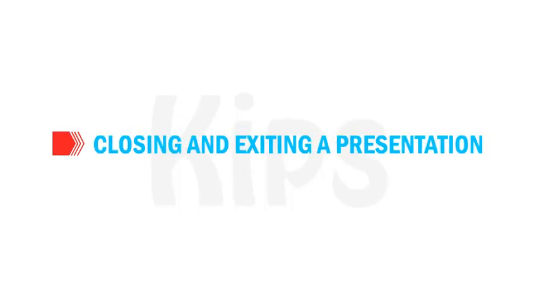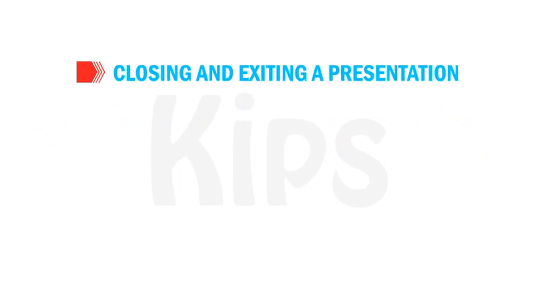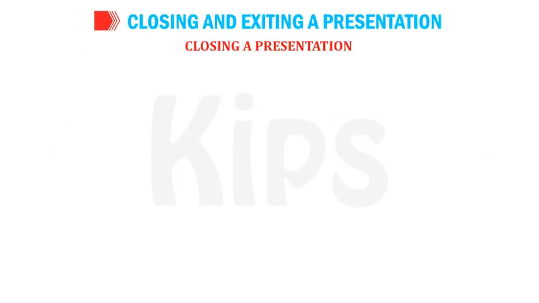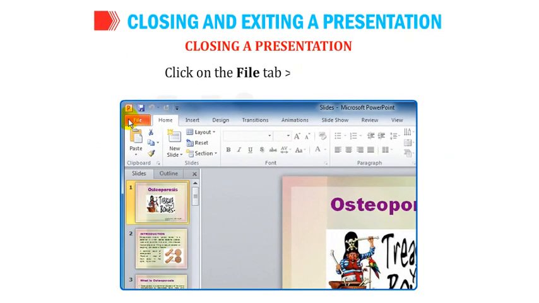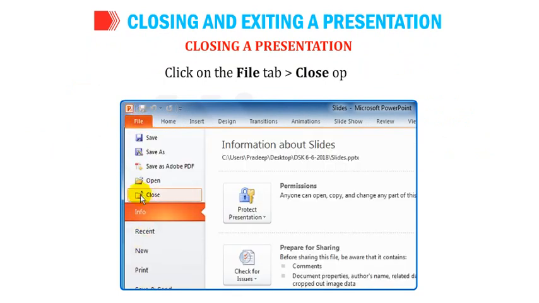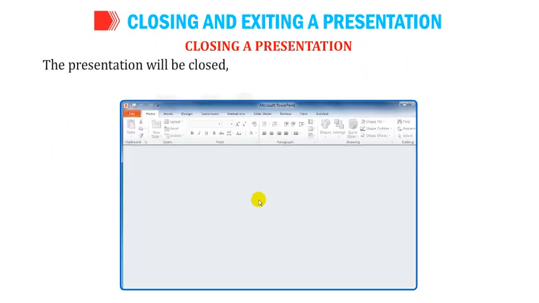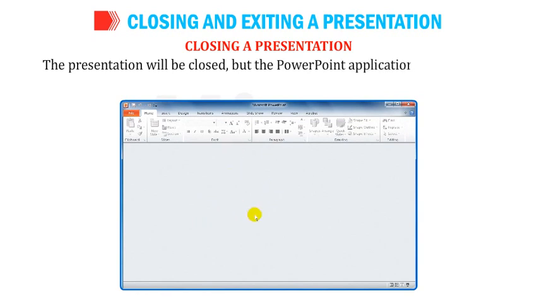Now let us talk about closing and exiting the presentation. Closing a presentation. Click on the File tab, then go to Close option. The presentation will be closed, but the PowerPoint application window will remain open.